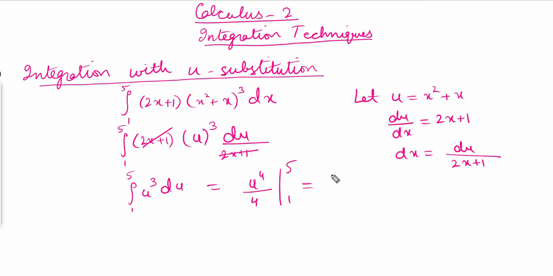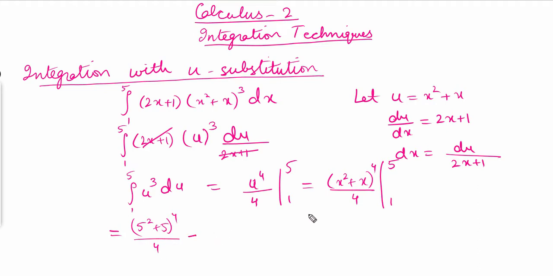So the value of u is x squared plus x, so it'll be x squared plus x to the power of 4, whole divided by 4. Now I can insert the limits from 1 to 5. So when I insert 5 over here, it will become 5 squared plus 5 to the power of 4, whole divided by 4.